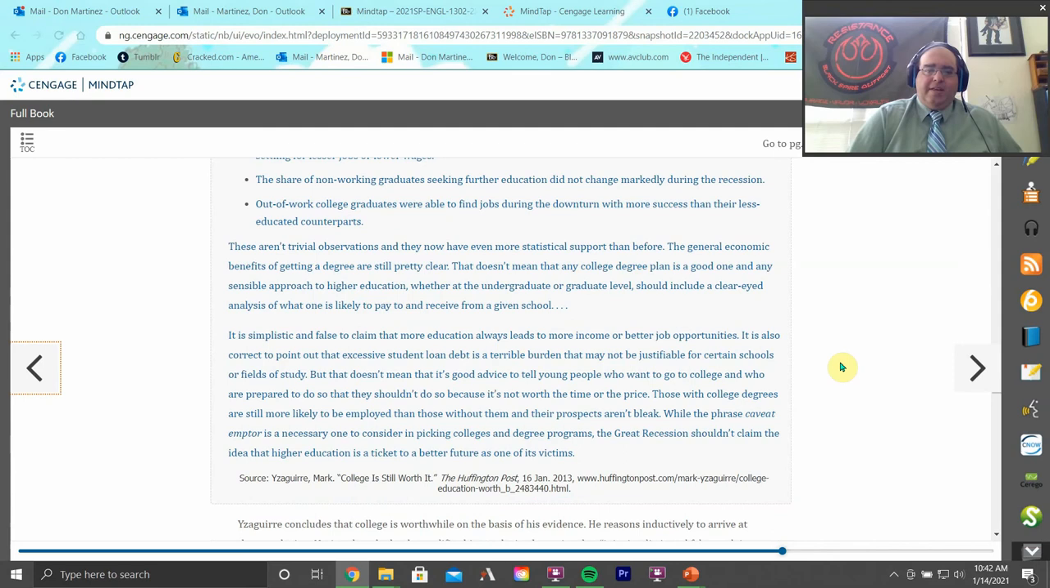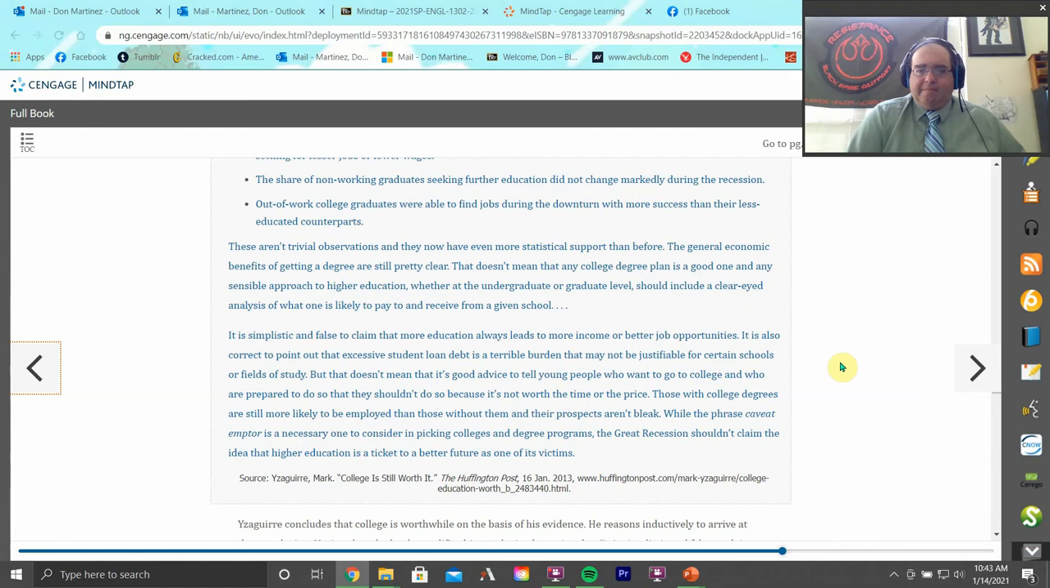That doesn't mean that any college degree plan is a good one, and any sensible approach to higher education, whether at the undergraduate or graduate level, should include a clear-eyed analysis of what one is likely to pay to and receive from a given school. It is simplistic and false to claim that more education always leads to more income or better job opportunities. It is also correct to point out that excessive student loan debt is a terrible burden that may not be justifiable for certain schools or fields of study.